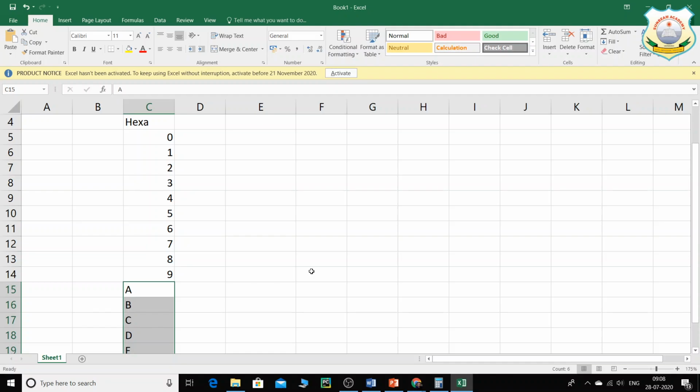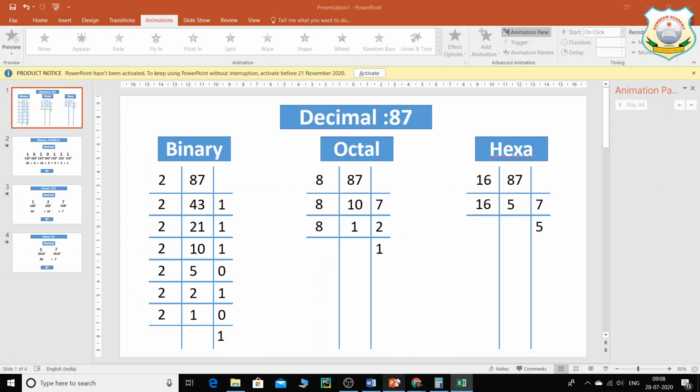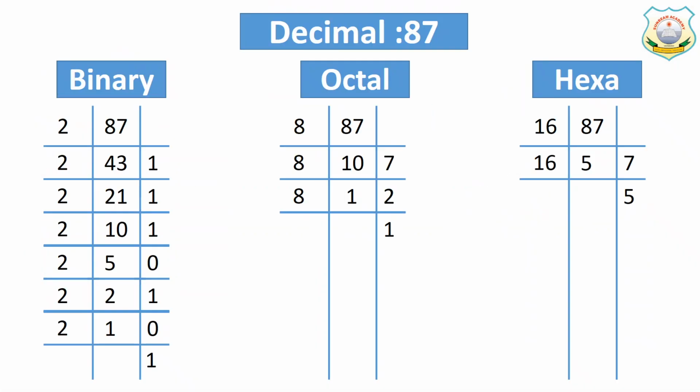Now that you know there are 16 symbols in the hexadecimal number system, we are going to go back to what we were doing, converting a decimal number into binary. We have learned that we are going to convert decimal into octal and decimal into hexadecimal. So let me bring up a PowerPoint presentation for you.